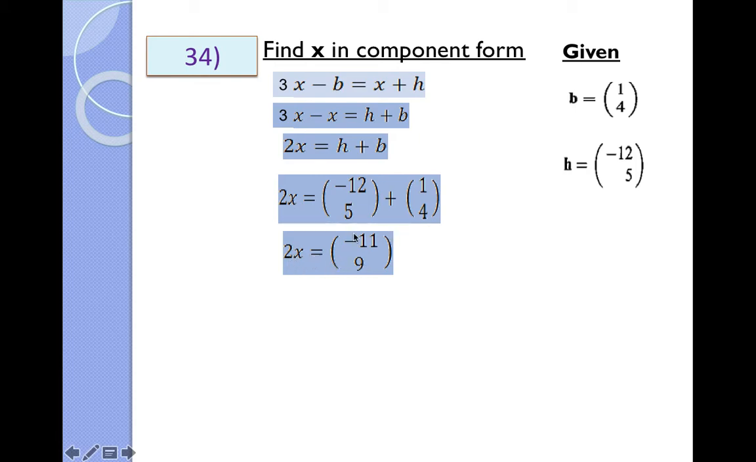So you will divide each component by 2. So x is equal to negative 11 divided by 2, you will get negative 5 and a half, and y is 9 divided by 2, you will get 4 and a half. Okay, so now this is the column vector written in component form.